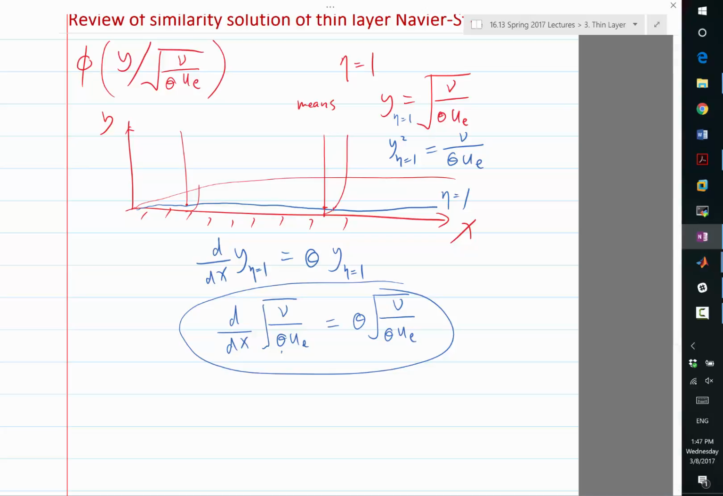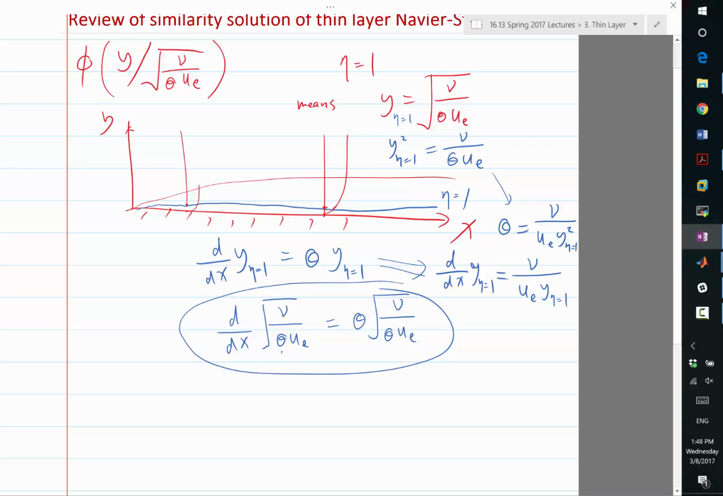Okay. So that leads me to the equality that theta is actually equal to nu divided by ue times y at eta equal to 1, squared. So that gives me a theta as opposed to this. So now combine our knowledge of theta with our differential equation about y at eta equal to 1. That means d/dx of y at eta equal to 1 is going to be this times y at eta equal to 1, which is going to cancel one of the squares. So I no longer get a square here. I just get y at eta equal to 1 here.